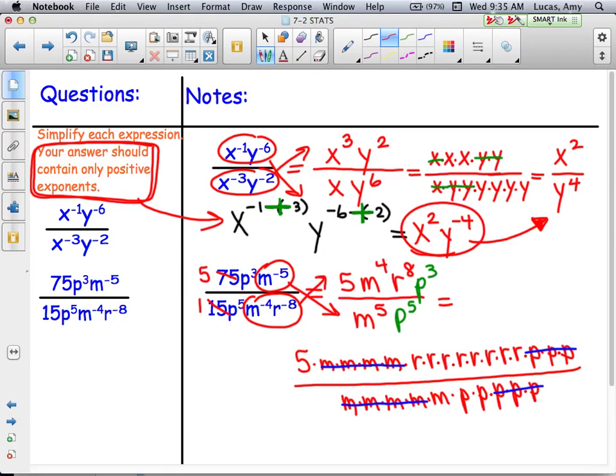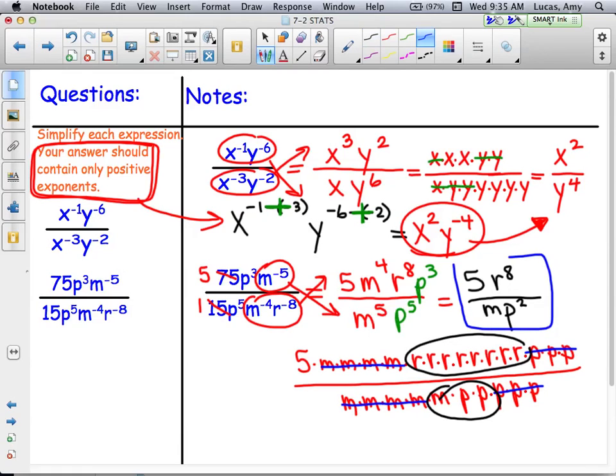When you're doing your reducing, you should never have the same variable in the numerator and denominator anymore. So your goal is that each of those variables should occur only once. Whether they're in the numerator or denominator, it doesn't matter. So now in the numerator for my final answer, I have 5, and I've still got this R to the eighth. That didn't change. But in the denominator, I have M, P to the second power. So there's my simplified fraction.